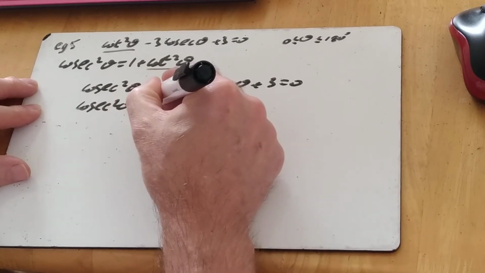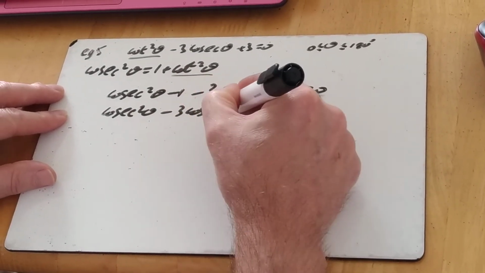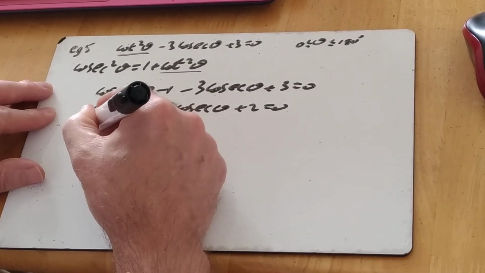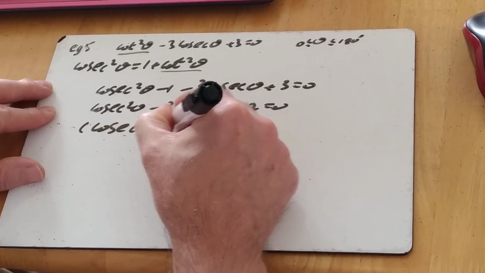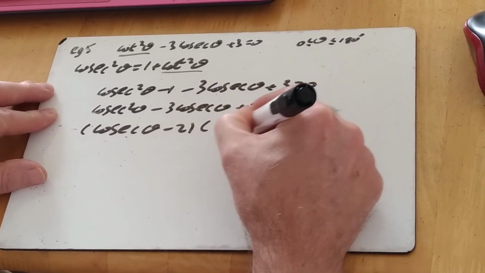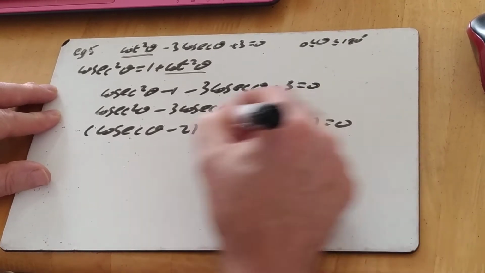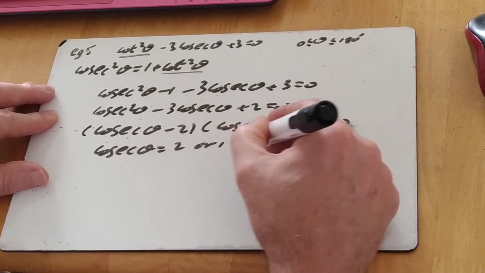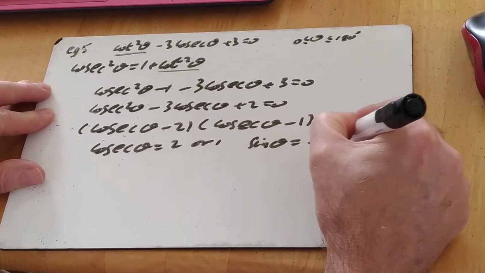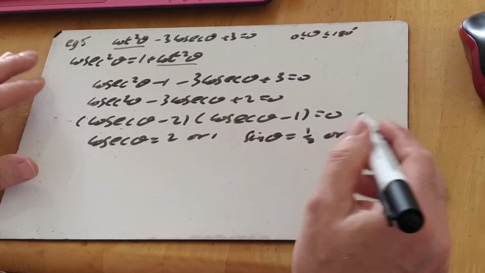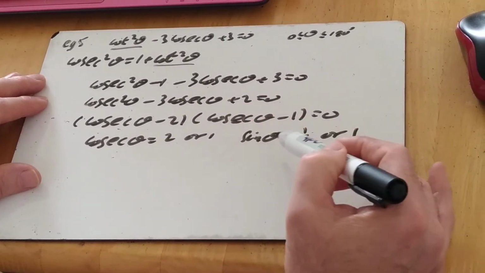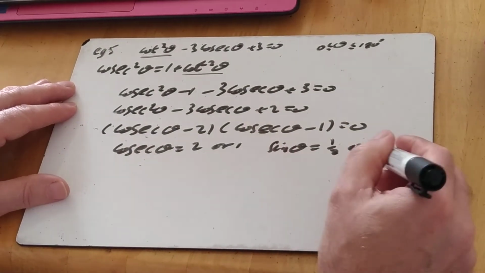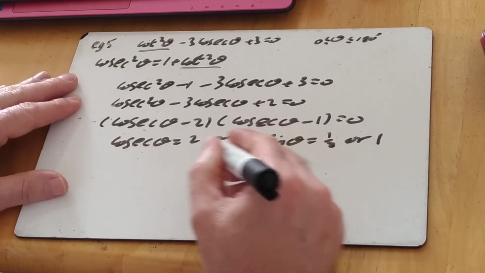So cosec squared theta minus 3 cosec theta, and then plus 3 minus 1, plus 2. It's very similar to an example we had earlier on, I think. So I've got minus 2 and minus 1 equals 0. So cosec theta equals 2 or 1, or sine theta is a half or 1. Now, because it's 0 to 180, sine being positive, this one's going to give you 2 solutions in the 0 to 180 range. This one's only going to give me the 1, so I'm only going to end up with 3 answers in the end here.